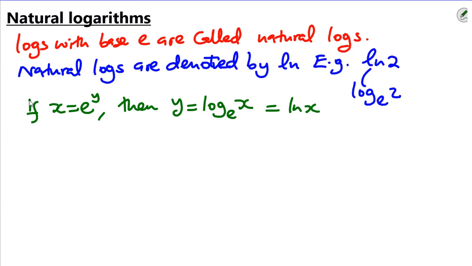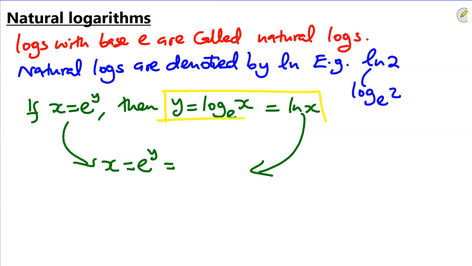So instead of writing log to base e of x, we can write this as ln of x. Now, my plan here is to try and bring these results together so that we can end up with an important relationship that we can later use in problem solving. From the left, we can see that x is equal to e to power y. But from the right, we can see that y is equal to ln x. So instead of writing e to power y, I write e to power ln x. So what I'm basically saying here is x is equal to e to power ln x.